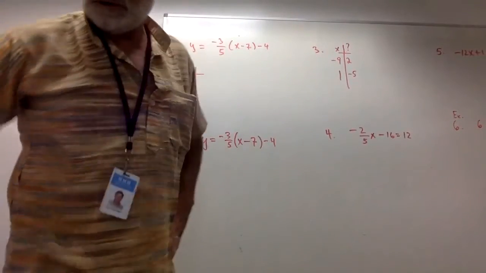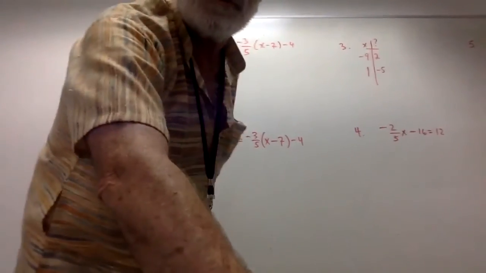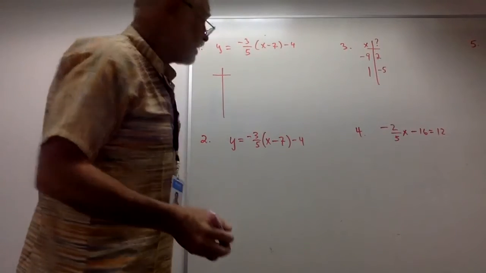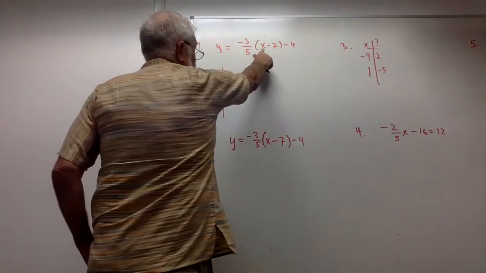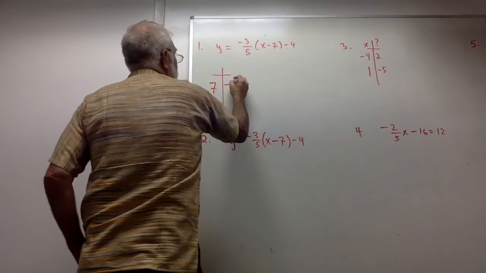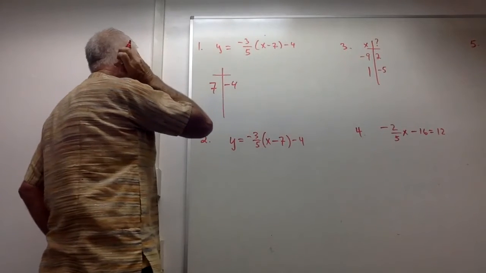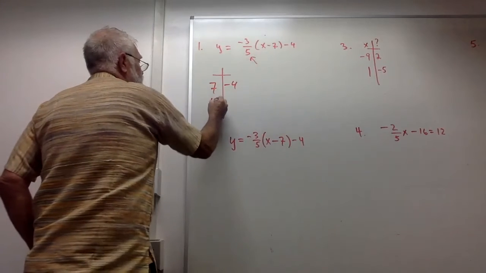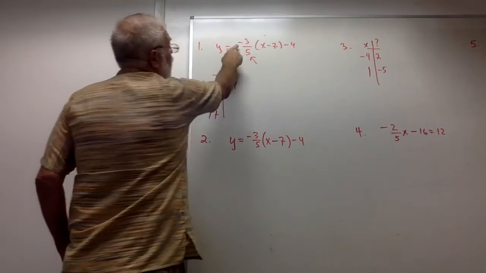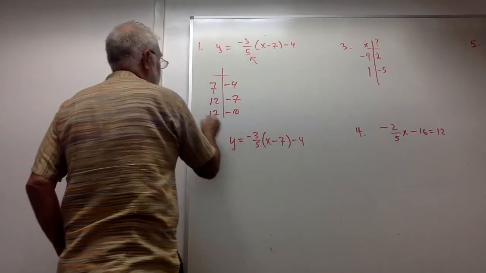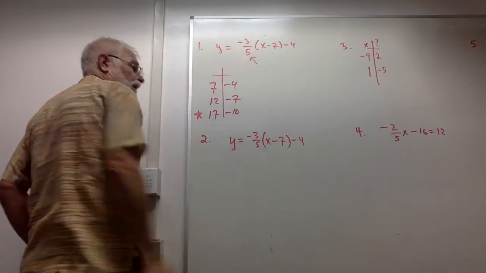All right, so without further ado, you were asked to find 3 points on this. 7 makes a 0, and 0 times anything is 0. So we can immediately see the pairing, 7, -4. And we have talked about the change in x. Let's use it: 12, 17. And the change in y: -7, -10. You can always check any of these points in the equation.